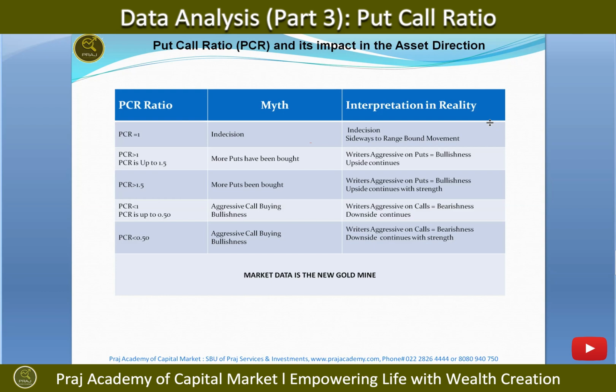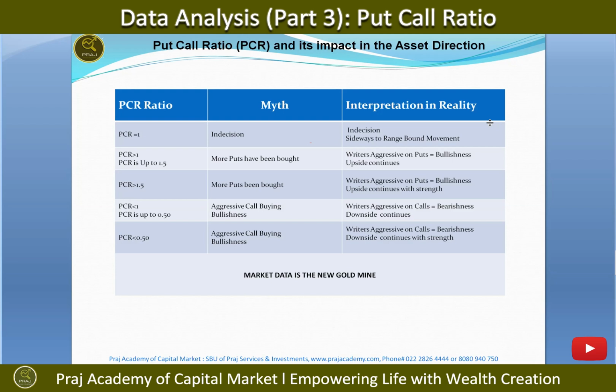Professionally, how do we interpret this in reality? That writers are more aggressive on the put side. So who writes puts? A person who considers that the price will not go beyond this level of strike price. So it will not go below that. That means he is bullish on the underlying. That means when the put writers are aggressive, there is a bullishness, there is an upside which is in continuation, right?